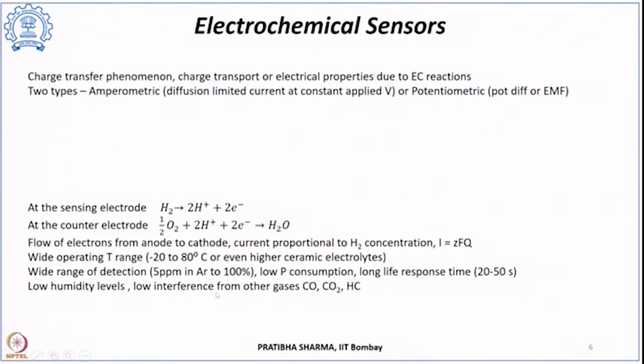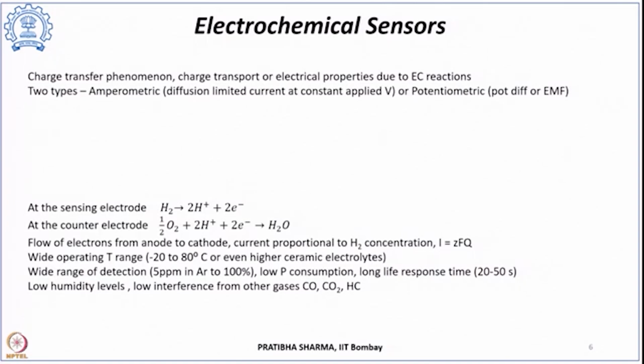Now another type of sensor is the electrochemical sensor. These electrochemical sensors work on the principle of charge transfer phenomena, so charge transfer taking place between the electrodes and an electrolytic medium. It is based on the charge transport or electrical properties which occur due to the electrochemical reactions.